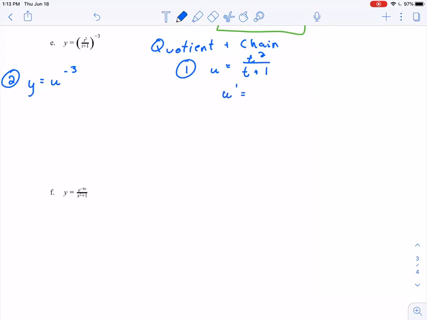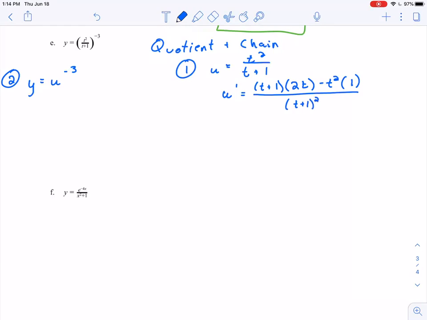U prime, here is where the quotient rule is going to come into play, because I'm going to need the quotient rule in order to take the derivative of u. So the derivative of, quotient rule, low, so that would be t plus 1. D high, derivative of t squared, that's going to be 2t, minus high, that's t squared. D low, derivative of my denominator in this case would just be 1, divided by t plus 1 quantity squared.